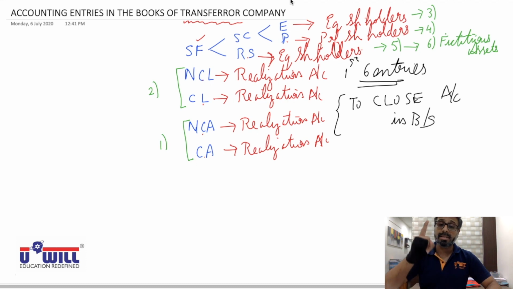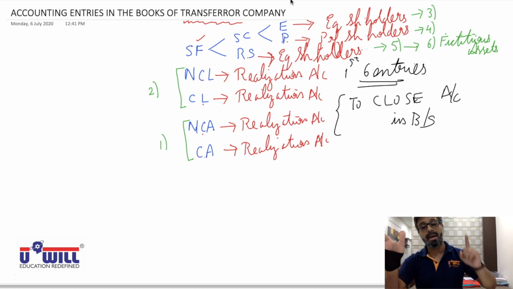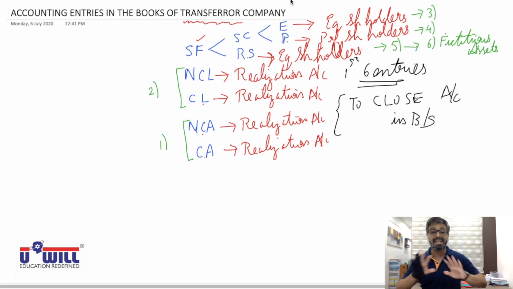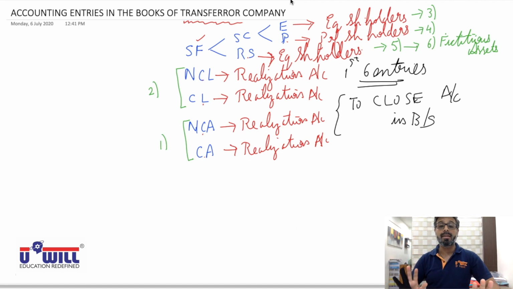Last time: assets, liabilities, equity share capital, reserves and surplus, preference share capital, fictitious assets. You remember this order of 6 entries. Entries are very simple. So 6 entries, half the battle is done. Half the battle you have won. Out of 13, 14 entries, almost 6 entries are just to close the accounts.